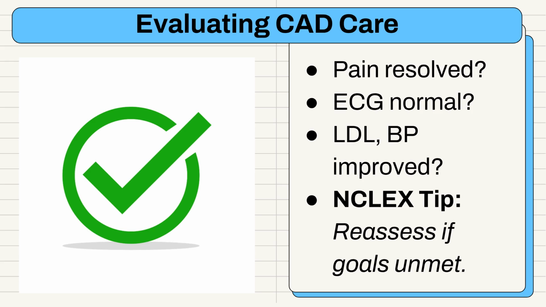For long-term success, we confirm John's adherence to lifestyle changes, like smoking cessation or weight loss. For women, we ensure they understand atypical symptoms to prevent delays in future care. If goals aren't met, we reassess and adjust the plan, maybe tweak medications or intensify education.